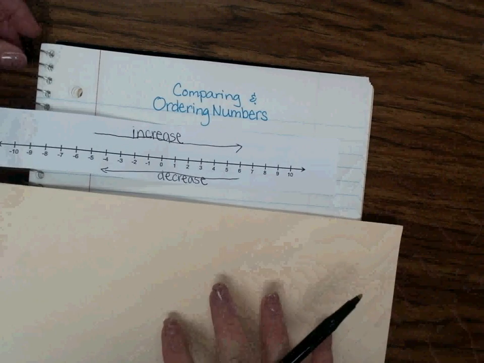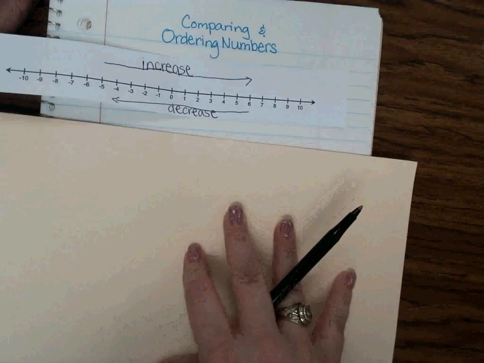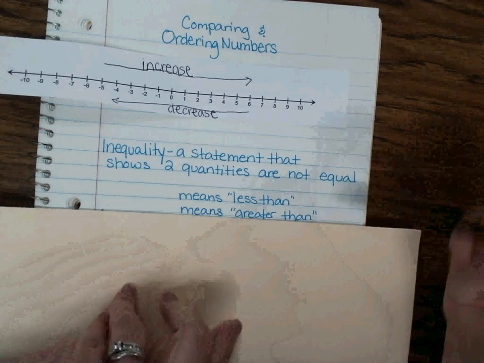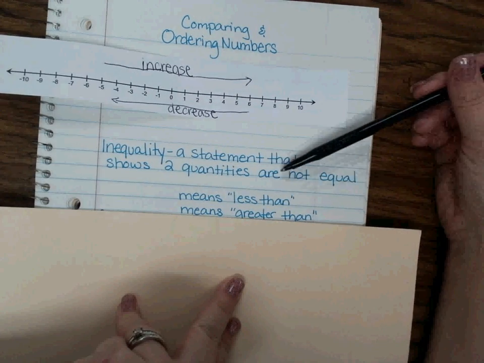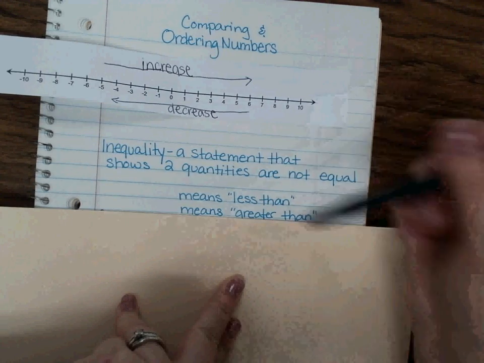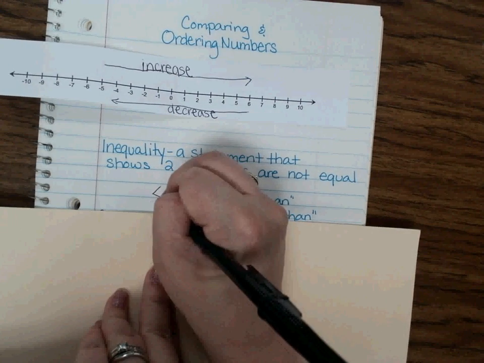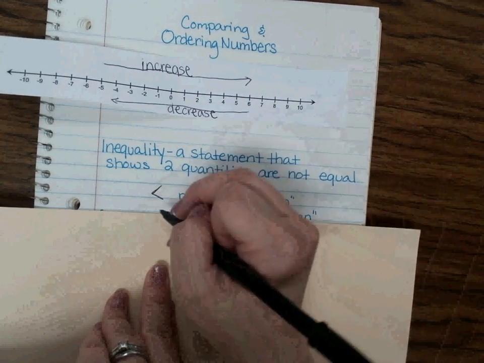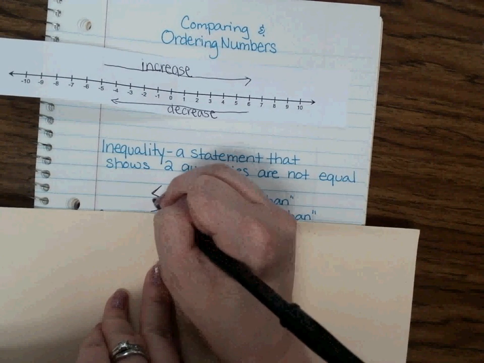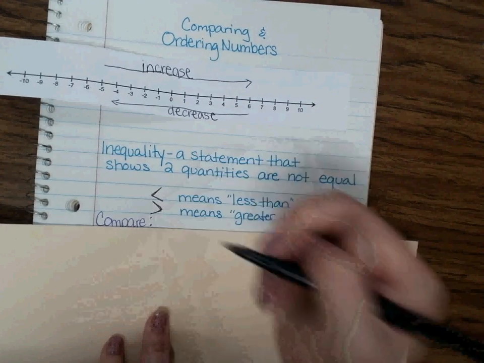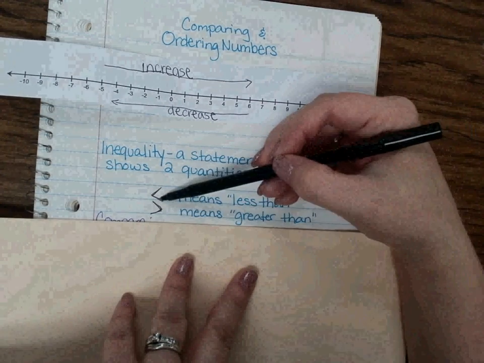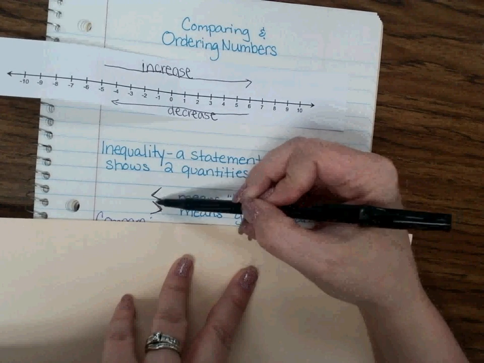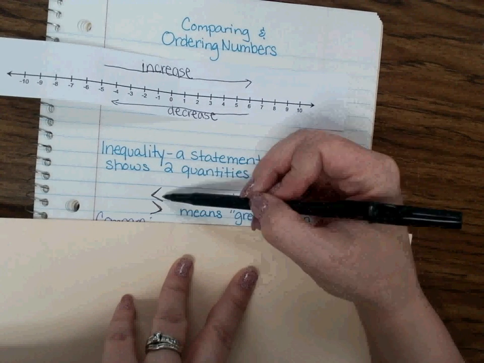The way that we can compare two numbers is using an inequality. An inequality is a statement that shows two quantities that are not equal. This symbol means less than, and this symbol means greater than. You've learned a number of different ways to look at these. Alligators often are used, but we need to know that the smaller end is for where the numbers are smaller and the opened end is where the numbers get bigger.